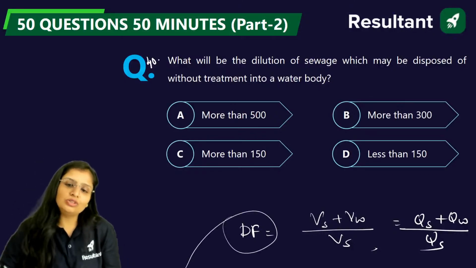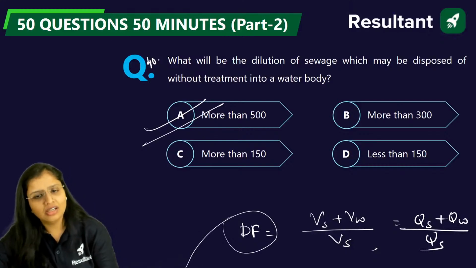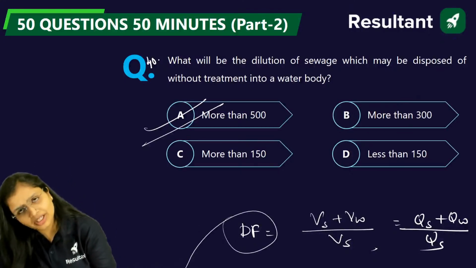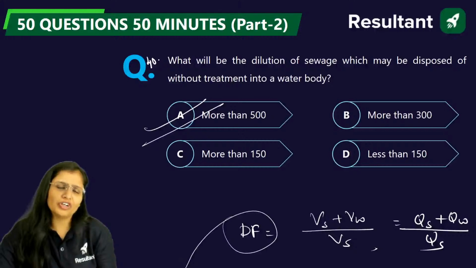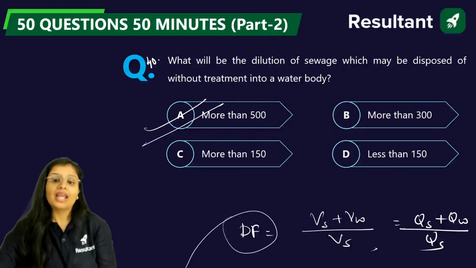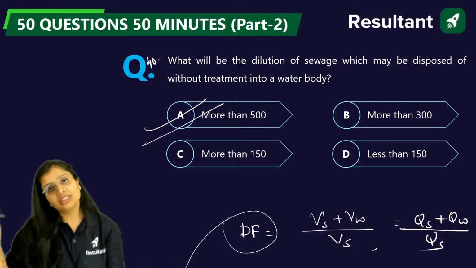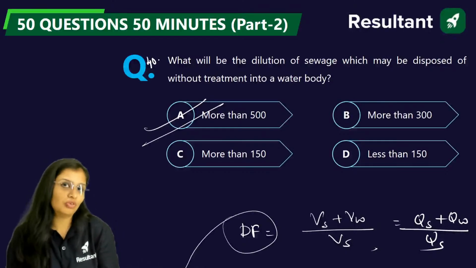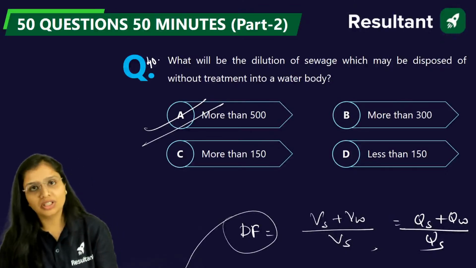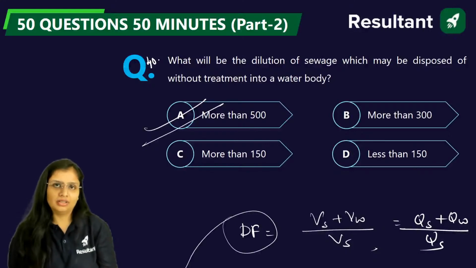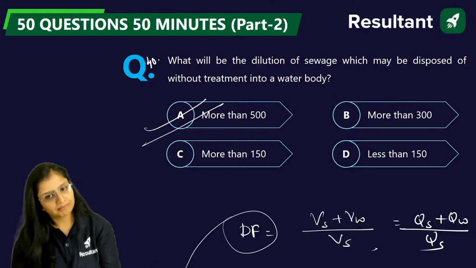So when the dilution factor is more than 500, कोई treatment नहीं करना. Without treatment, you can dispose it into the water. Water body means what? Rivers. Okay. If the dilution is less than 150, then you have to go for complete treatment. If it is more than 500, you don't need to do anything. Okay, कोई treatment करने की जरूरत नहीं.